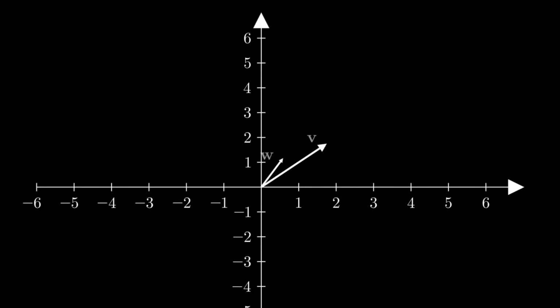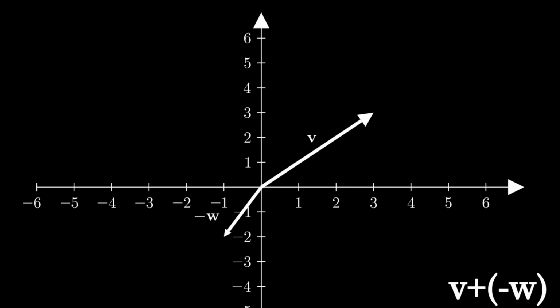Vector subtraction means adding the opposite of the second vector. So we first reverse its direction, and then use the same tip-to-tail method. Of course, there's much more to vectors than this. I'll talk about them in future videos.